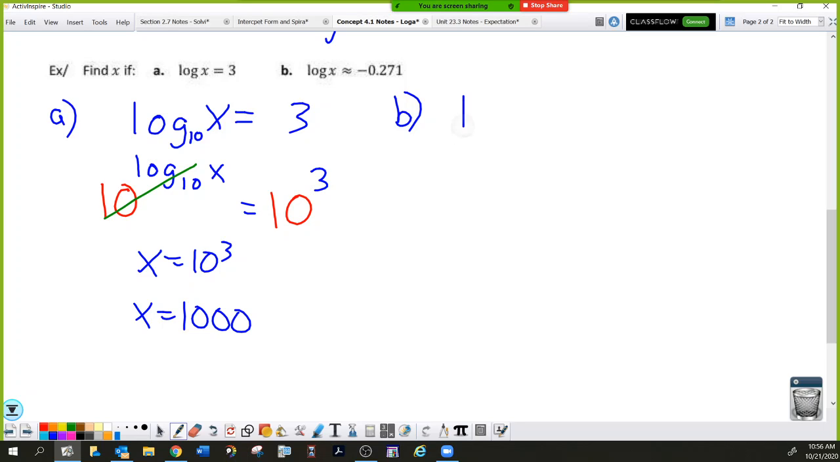Okay. So log base 10 of x is approximately negative 0.271. If you would like to know what x is, you have to cancel the logarithm base 10. Hey class, what cancels exponential base 10? Crap, I said it backwards. I got too excited about logarithms. What I meant to say was, hey class, what cancels logarithm base 10? You're supposed to say exponential base 10. So you exponential base 10 both sides.